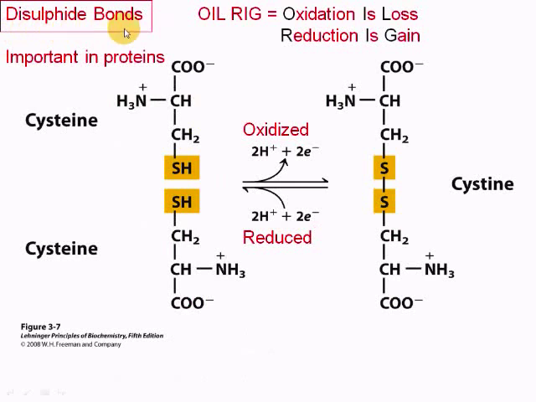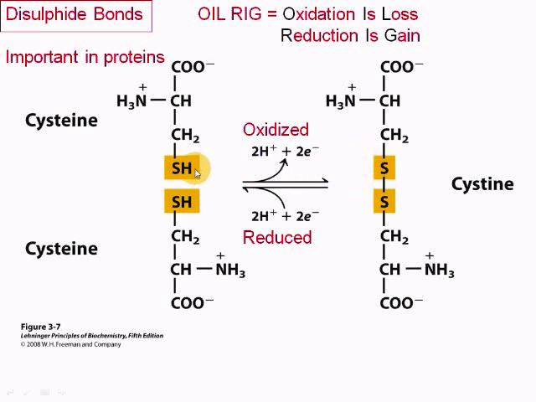Alright, we're going to look at disulfide bonds now, and we have one cysteine right here, and we have a second cysteine right here, and if we cram those together, we get this disulfide bond right here. And so you'll want to know, to make a disulfide bond, do you get oxidized or do you get reduced?